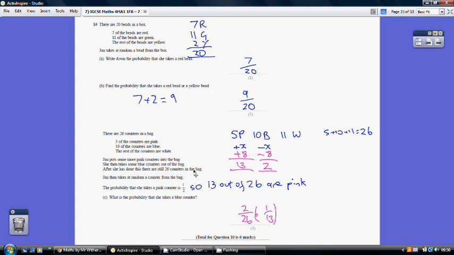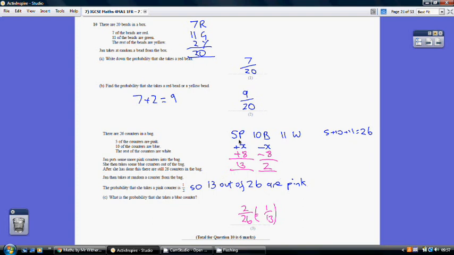So what that's telling us, given there's still 26 in the bag, however many extra pink counters she adds, she must be taking away the same number of blue counters. So we can think of that as being plus X and minus X. Now we're told Jan then takes at random a counter from the bag, and the probability she takes a pink counter is a half. Now for the probability of pink to be a half, she's got to end up having 13 pink counters, because 13 out of the 26 would give us a probability of a half.